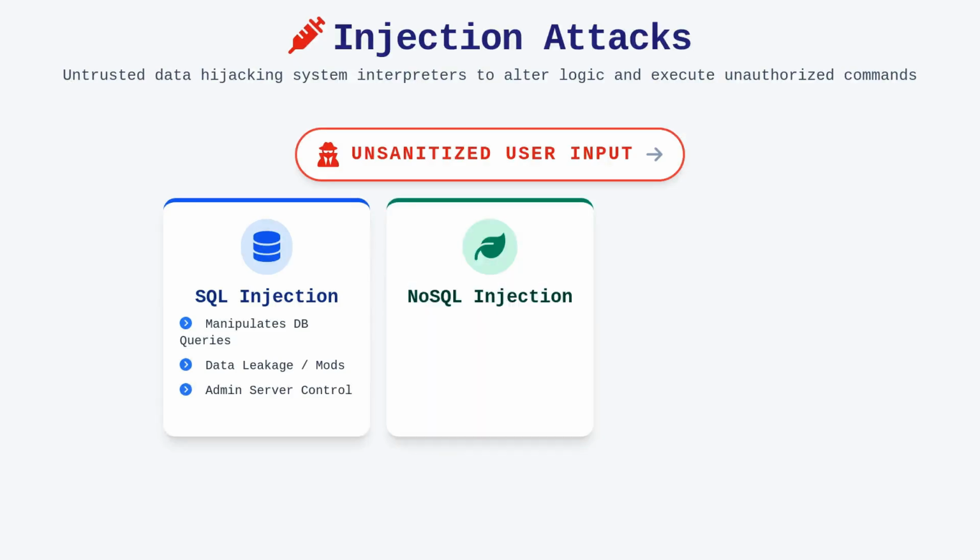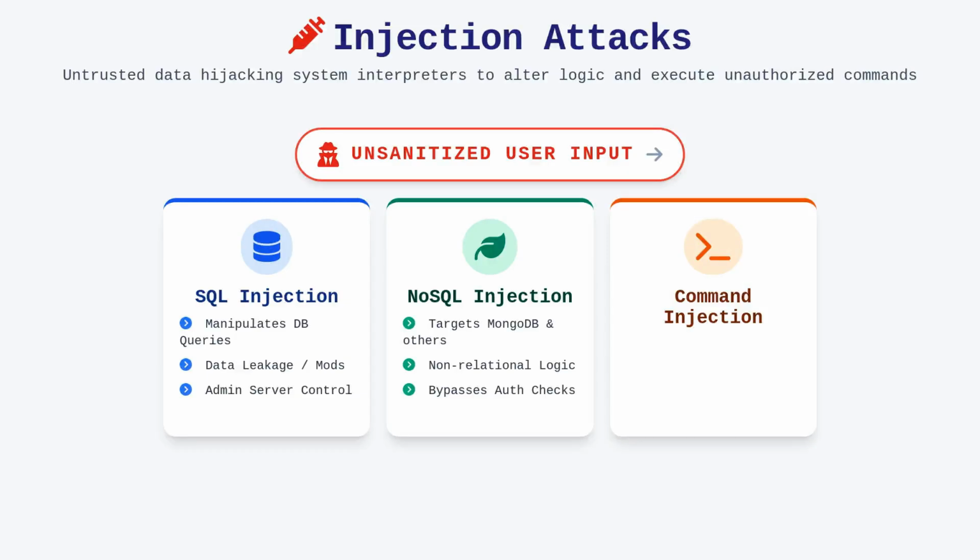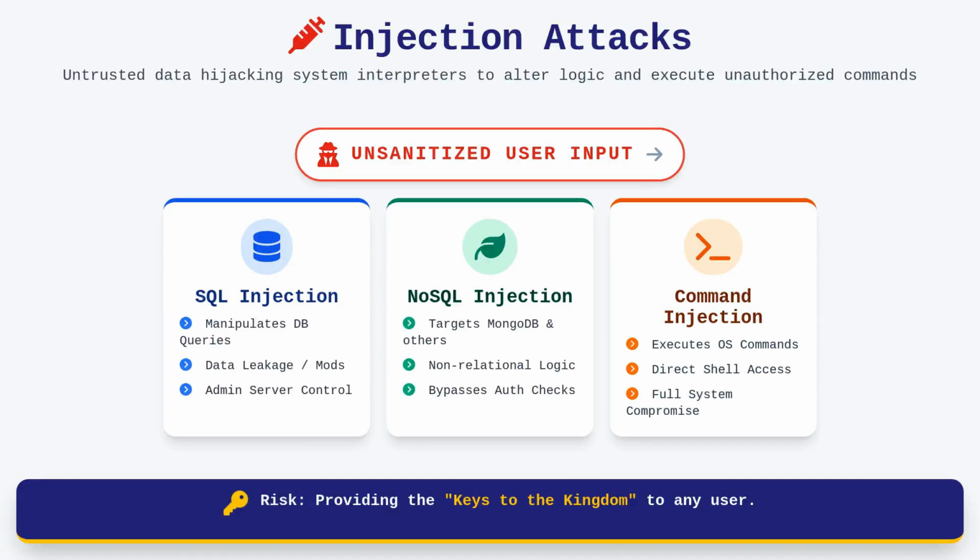Similarly, NoSQL injection targets databases like MongoDB, where non-relational query structures can be manipulated if user input is not properly sanitized. Command injection takes this a step further by executing arbitrary operating system commands directly on the server, often leading to full system compromise. If you allow unsanitized input to reach a system shell or a database interpreter, you are essentially providing the keys to the kingdom to any user willing to experiment with your inputs.